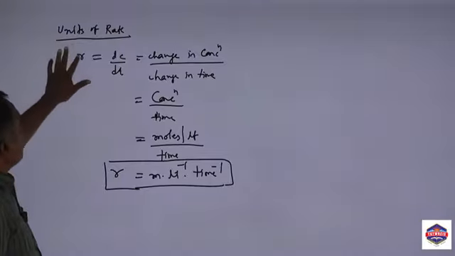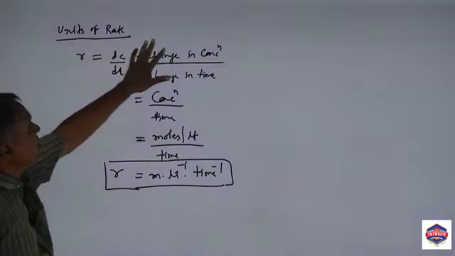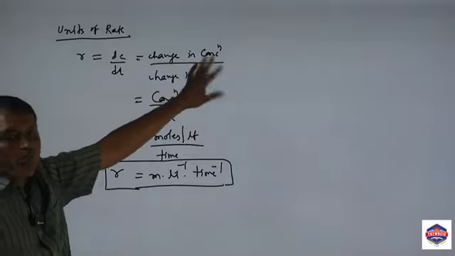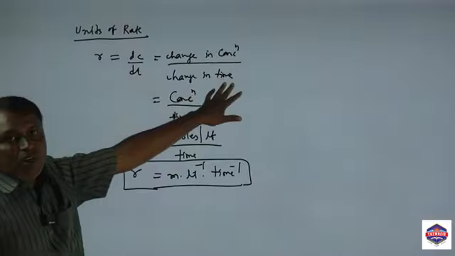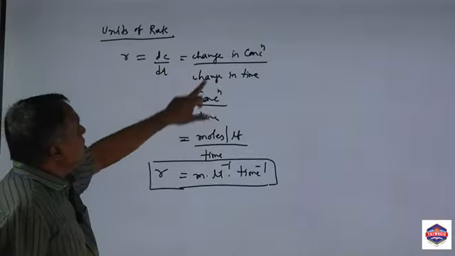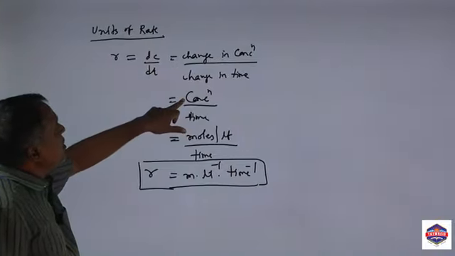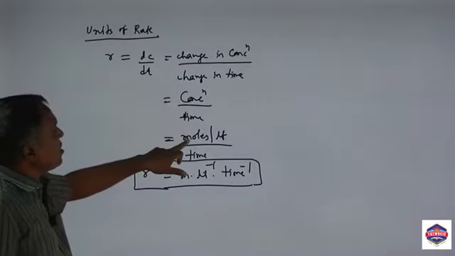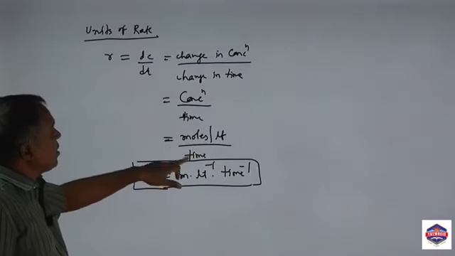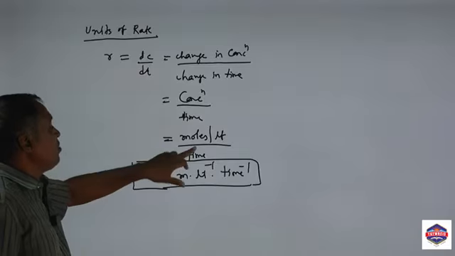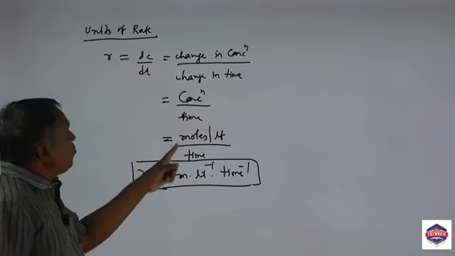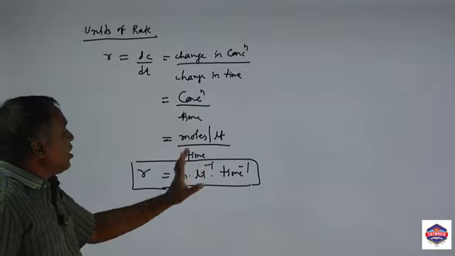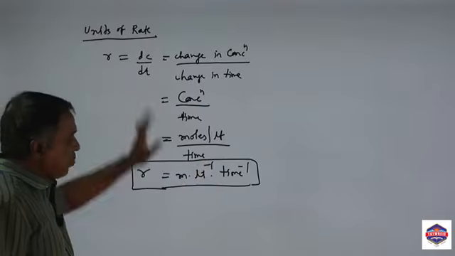Again I will explain. R is equal to dc by dt, change in concentration of reactants or products upon change in time interval. Change in concentration is simply concentration, and change in time means time. Concentration units are moles per liter and time units may be minutes, days, years, whatever it is. Therefore, mole, liter inverse and time inverse are the units of rate.